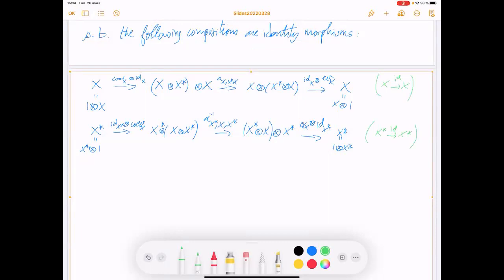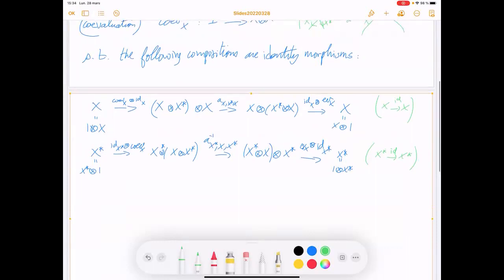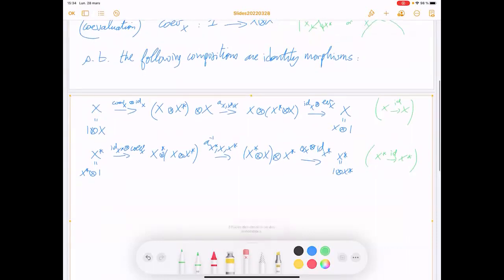Okay. And there is now what is called the zigzag relation, which is the pictorial representation of this equation.